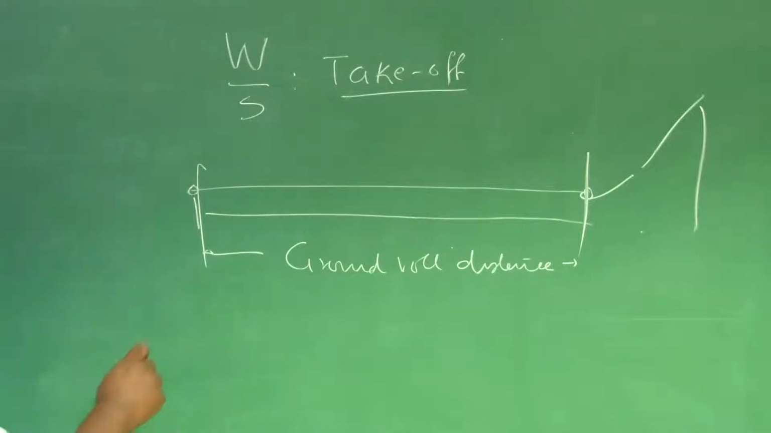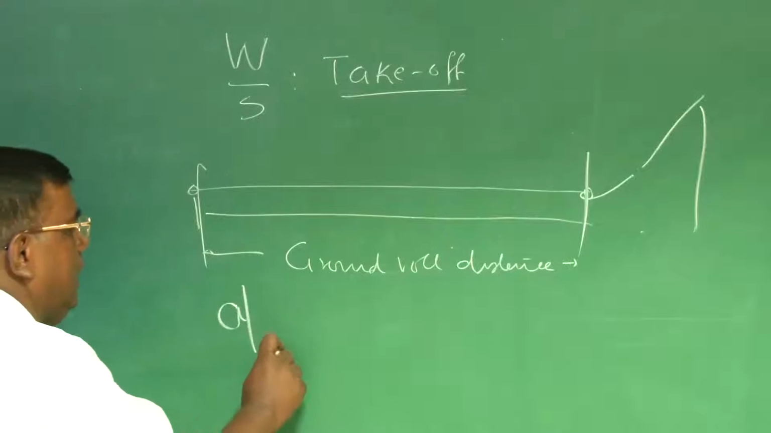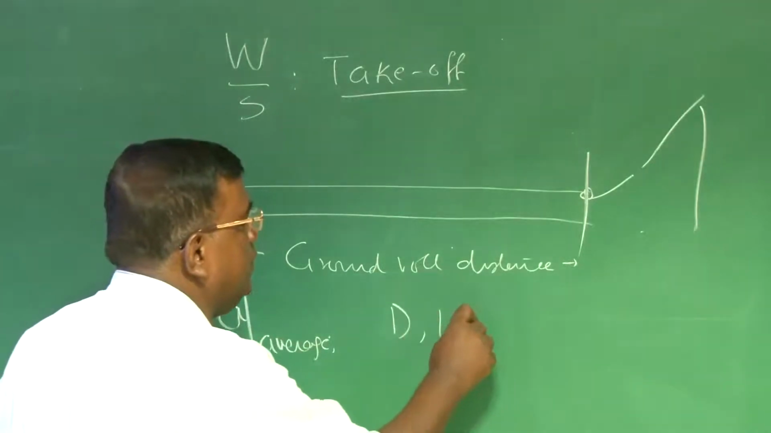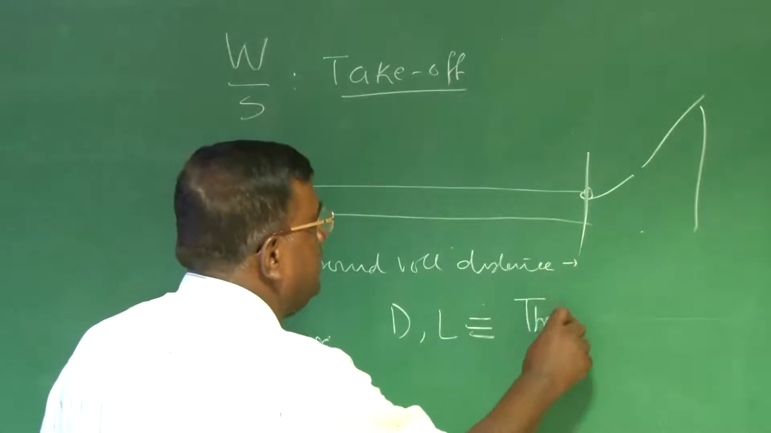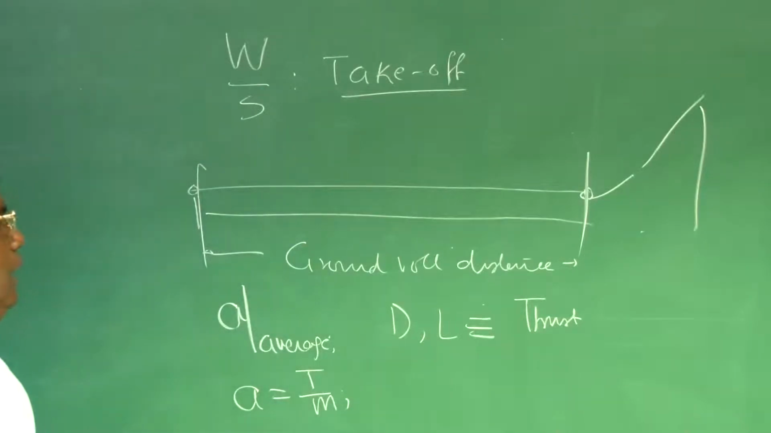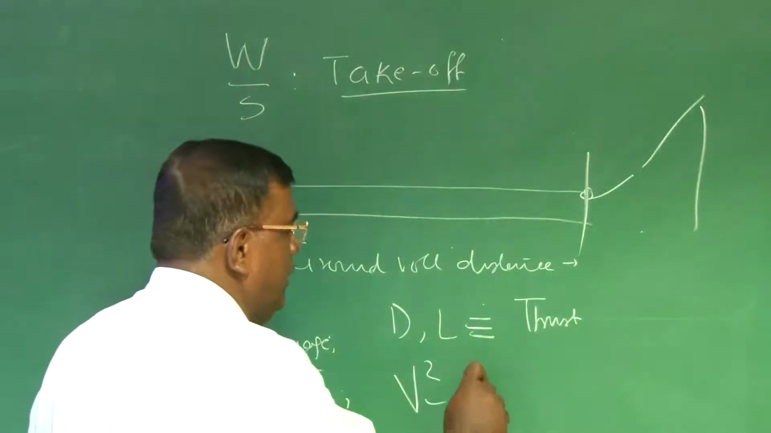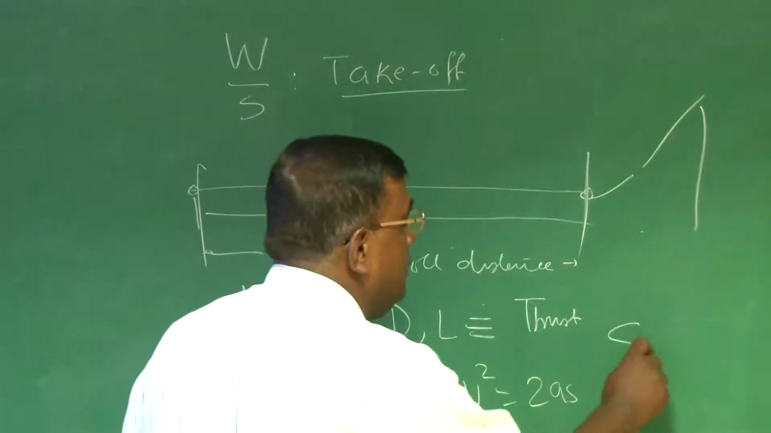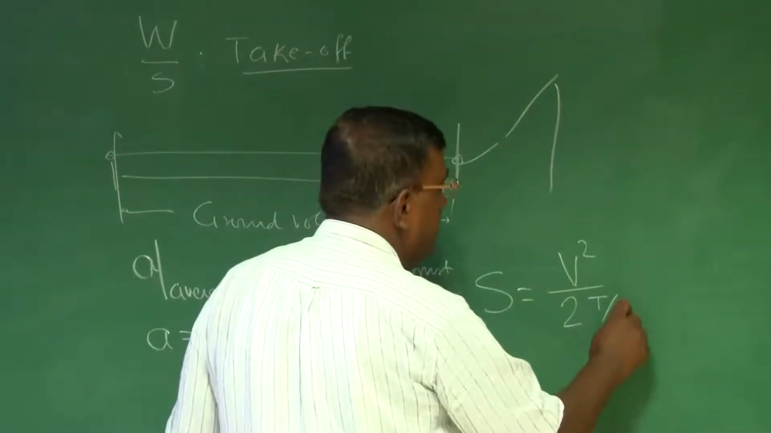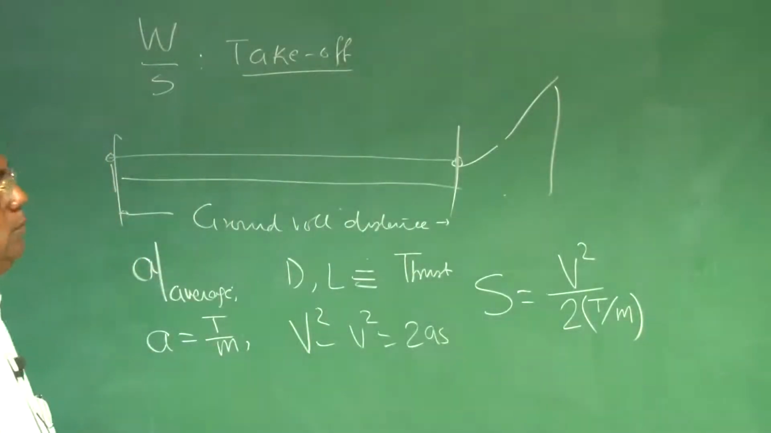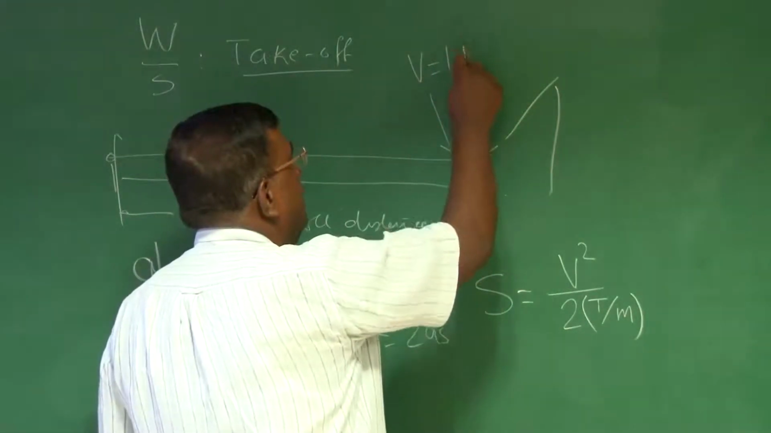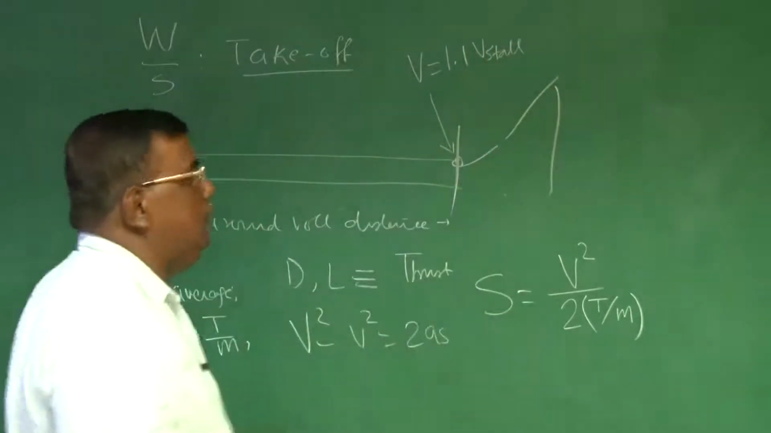We understand one thing, that if I can somehow manage to approximate A as the average acceleration, and neglect drag and lift contribution as compared to thrust, which we have done, then I can write A is equal to T by M, and I can simply use V square minus U square equal to 2AS, and S equal to V square by 2A, where A is T by M. We also know this V, which is the final velocity here, should be 1.1 times V stall as per one of the regulations.